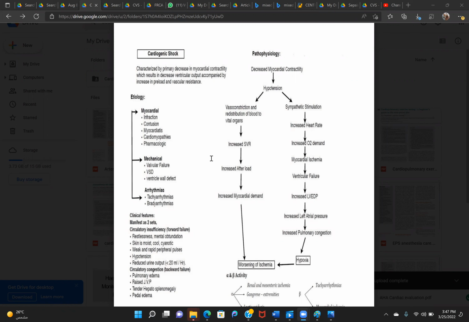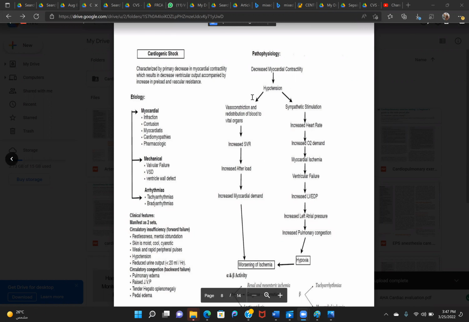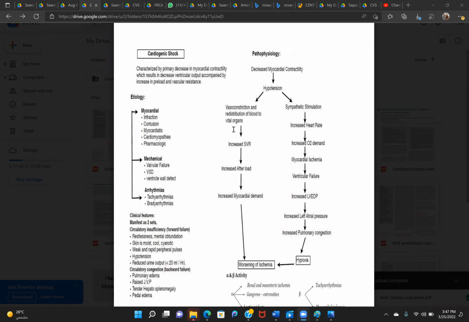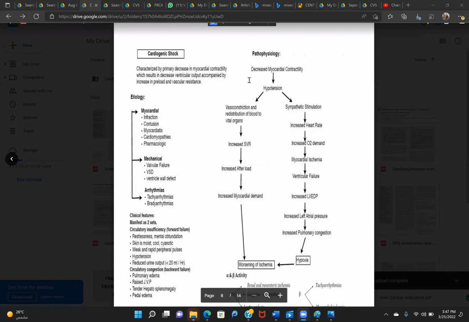Okay, so that is what's happening, and the end result is decreased perfusion. The decreased perfusion will be in the form of decreased cardiac output or decreased blood pressure. Okay, so if there is hypotension, this pathway may be initiated. There is a sympathetic response, baroreceptors will respond, and chronically all the systems will be involved. Cardiogenic shock may be acute or may be chronic.